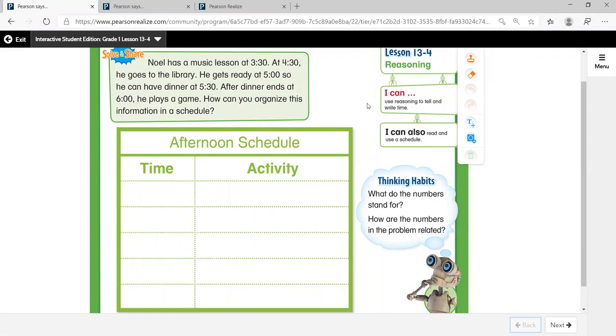If you look at the green chart on our page, they're giving us a hint about organizing the information in a schedule. They're showing us to include the time along the side and the activity in the second part of our schedule. Let's take a look at two examples of an afternoon schedule to match our story.